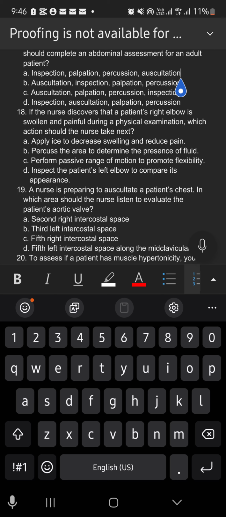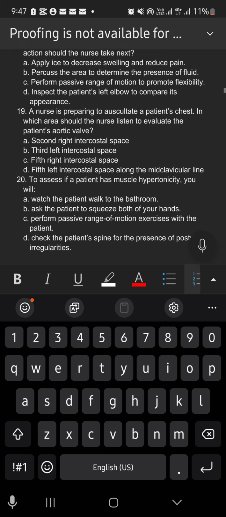Now, yes, you did your assessment on the right elbow. To make a more definite or more comprehensive assessment, especially since it's a bilateral part of the body, you need to do your comparison. So still you do your assessment by inspecting the patient's left elbow to compare its appearance. Although it's not said that it's first, because you already did your assessment, it's a continuation of assessment for comparison purposes. Letter D.